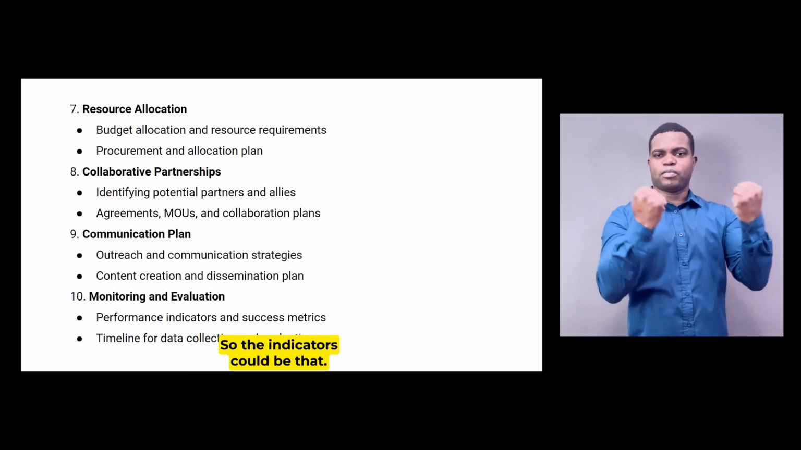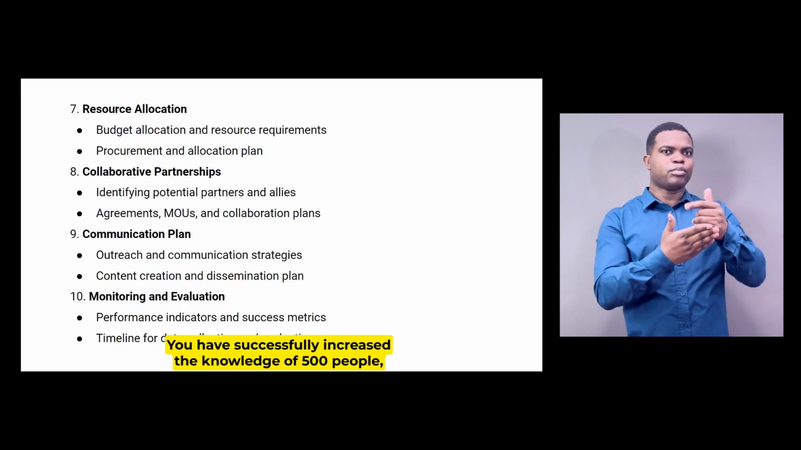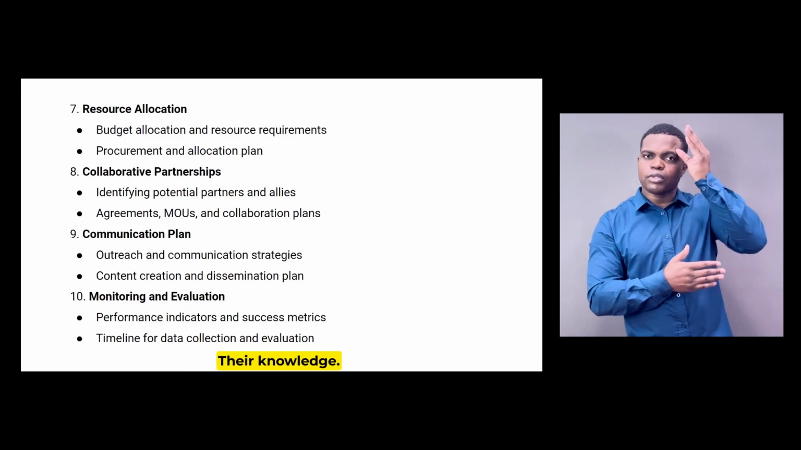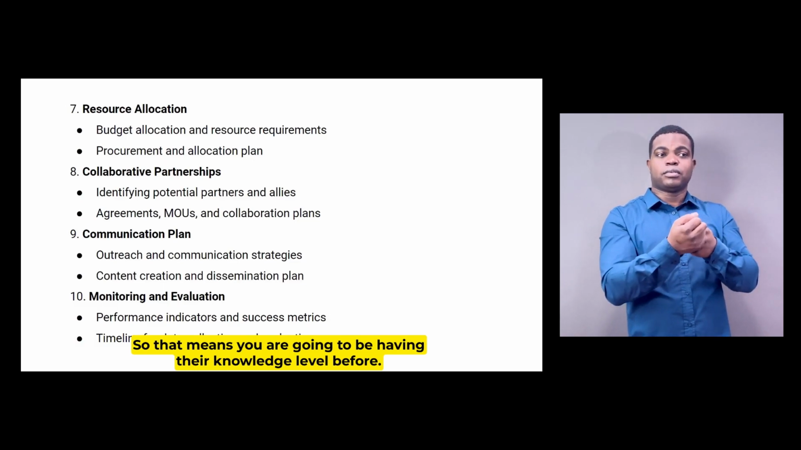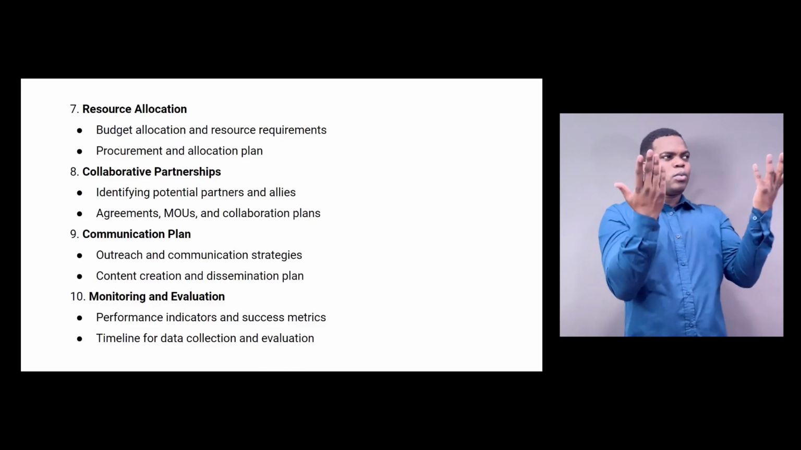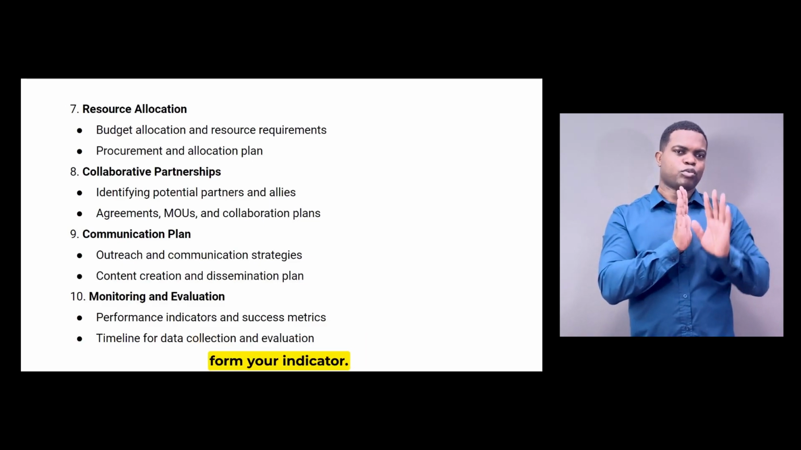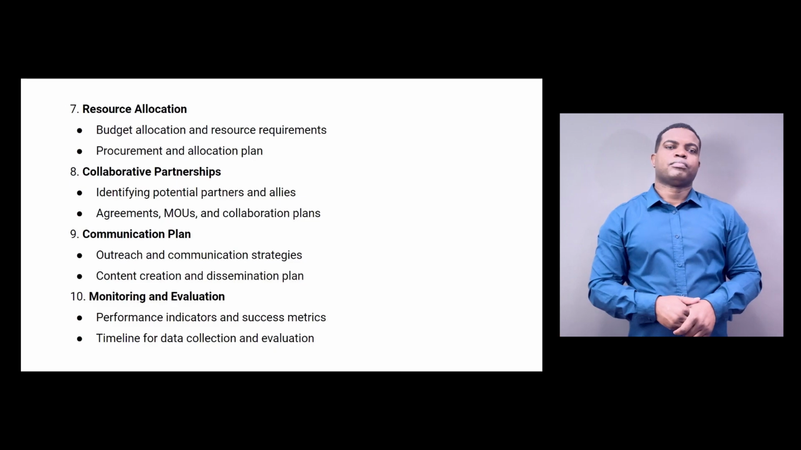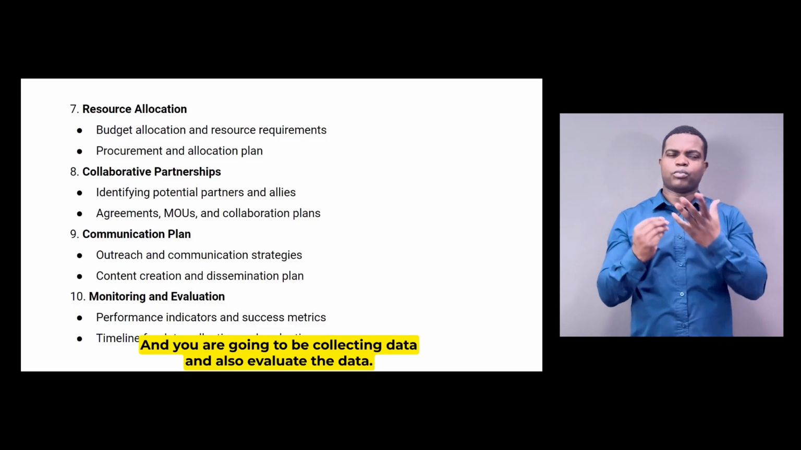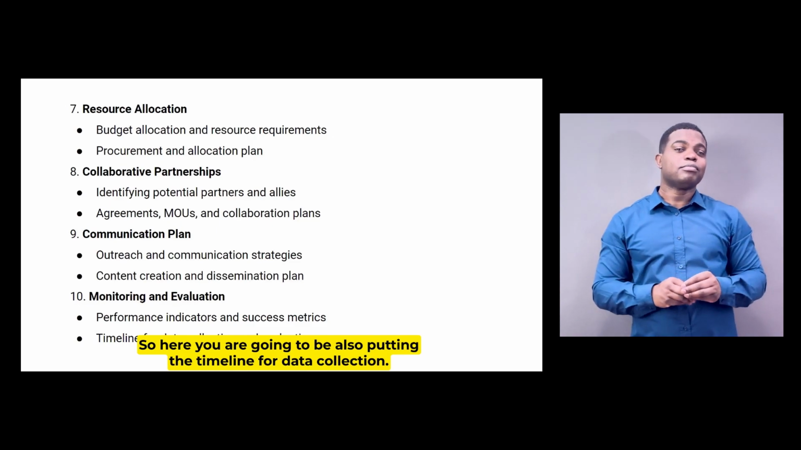So the indicator could be that you have successfully increased the knowledge of 500 people. So what are you going to be measuring? Their knowledge. That means you are going to have their knowledge level before the engagement and after. So these are what will form your indicators. So you are going to be designing a monitoring and evaluation plan. Okay. And you are going to be collecting data and also evaluating the data. So here you are also going to be putting the timeline for data collection.